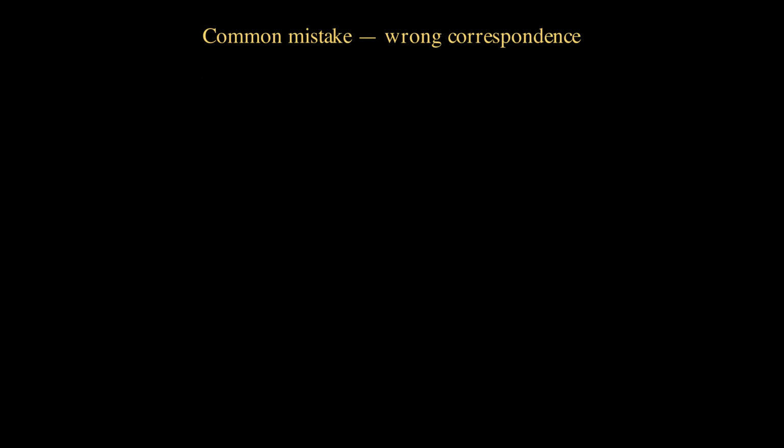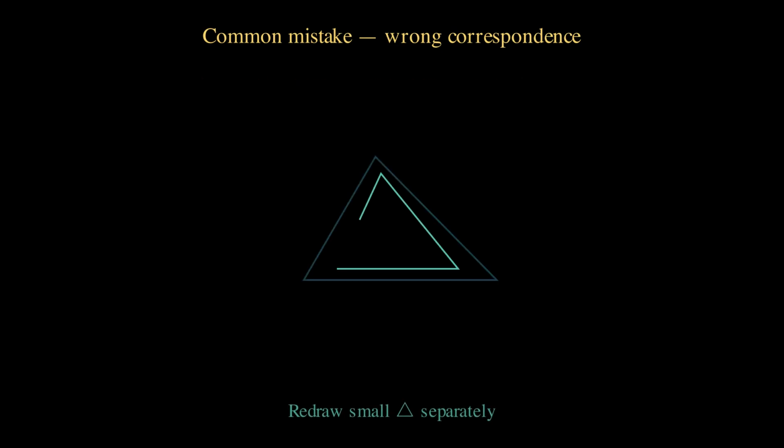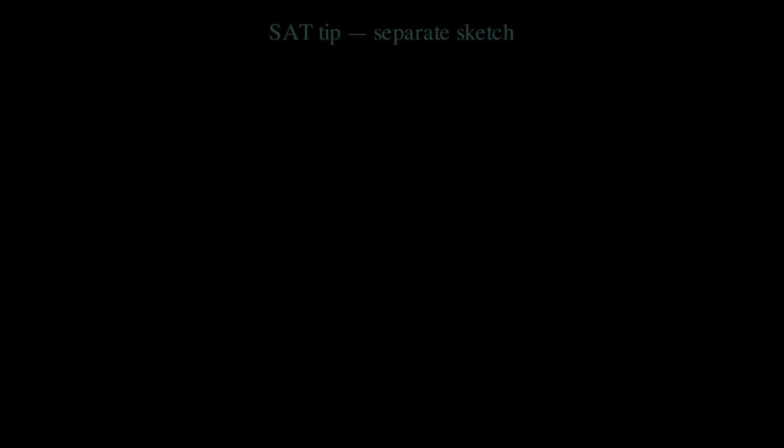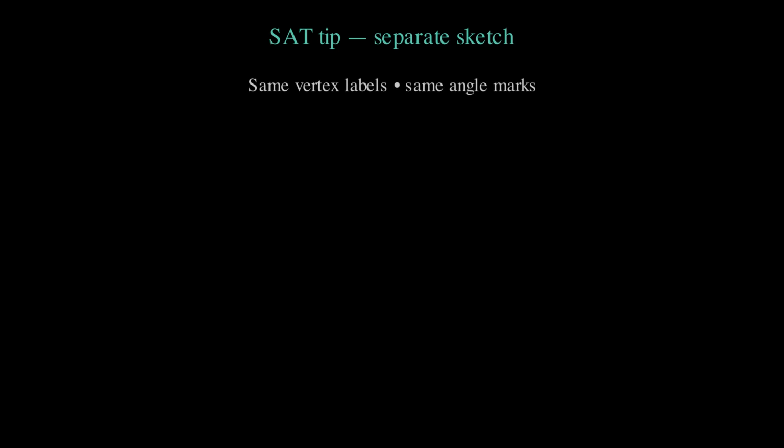If the diagram is crowded, redraw the smaller triangle alone and label vertices in the same order as the big triangle. Here's a tip. Before you cross multiply, redraw the smaller triangle separately so you can see correspondence at a glance. Then write one proportion that only uses matching sides. That single discipline prevents most similarity errors under time pressure.